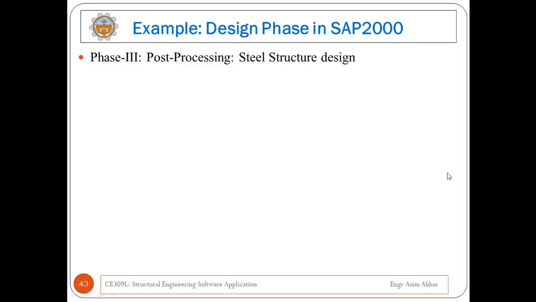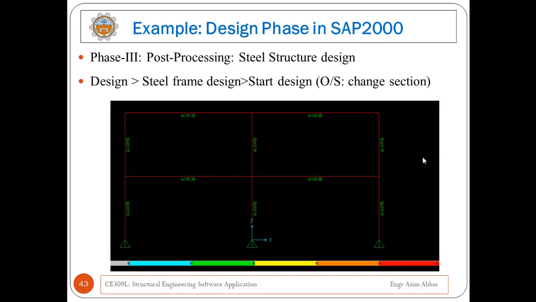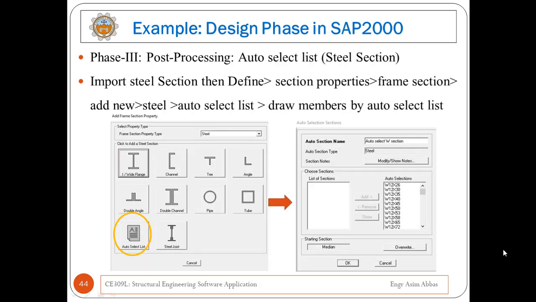Okay, similarly we can also design a steel structure. So for that, go to design, then steel frame design, then start design. Okay, once this design is completed, it will tell you whether your particular cross section fulfills the requirement of the code or not. Okay, in case of steel structure design, an auto select list of steel sections can be defined in order to give you the most economical and most optimal cross section during the design.